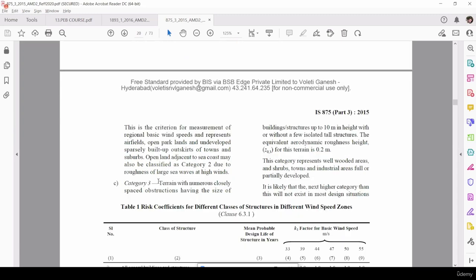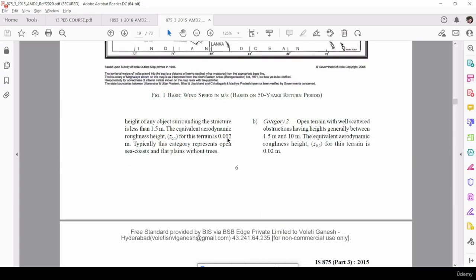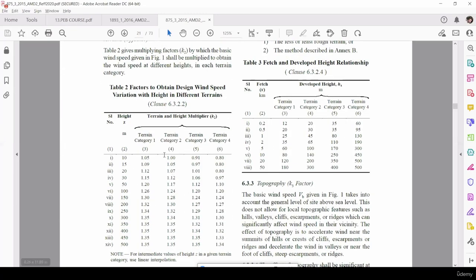If there is a mix of buildings of 1.5 to 10 meters and a few large buildings, that comes under category 3. And if it is a well developed area with all large buildings and only your building is very small, in that case you can take category 4. Obviously category 1 will have the higher value. If the customer did not mention anything, we go for category 2. Category 2 value for 10 meters is 1. So we take K2 as 1.